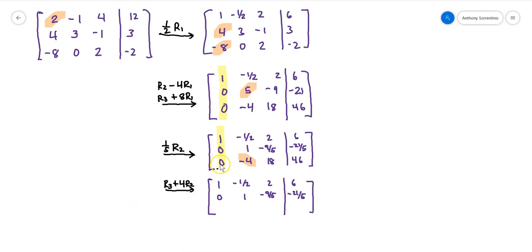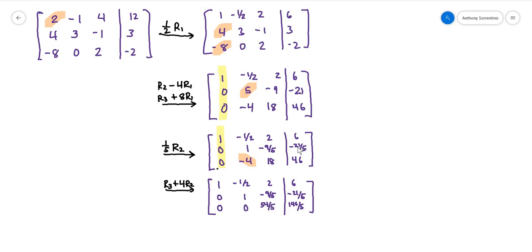Okay, 0 plus 4 times what's in row 2, 0, is still going to be 0. Negative 4 plus 4 times 1 is going to give me the 0. 18 plus 4 times negative 9/5 is going to give me 54/5. And 46 plus 4 times negative 21/5 is going to give me 146/5. I'm not showing all the computations that were done. You should be able to establish those on your own, but that's what they end up being.